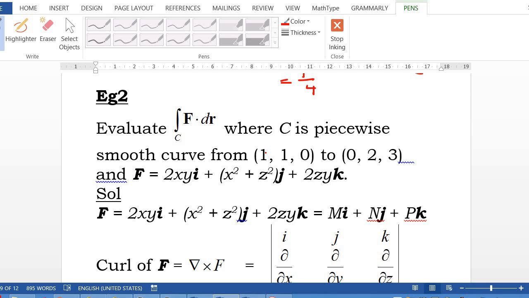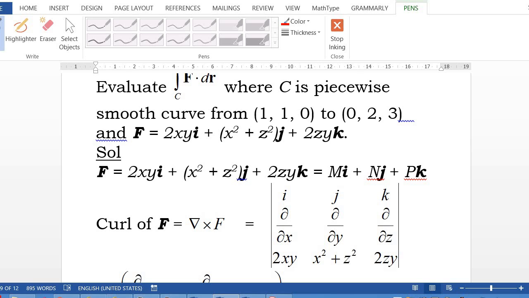So in this case, we don't know what kind of path goes from the starting point to the ending point. So we may check whether f is conservative. If f is conservative, then we can use the potential function to evaluate the line integral. And here, just now I skipped how to evaluate the curl of f. Now I can go through it.